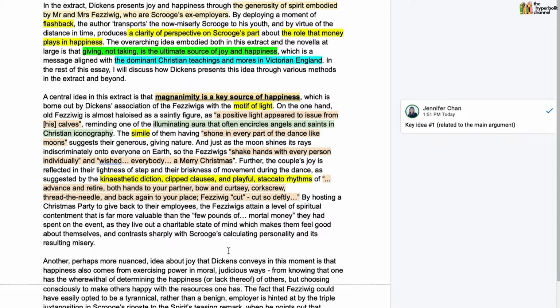They experience this sort of emotional lightness, as opposed to Scrooge's sort of emotional heaviness, because they are so generous, because they have given so much, right? And that's why they're actually so light.